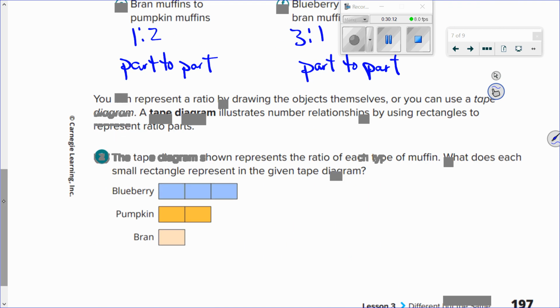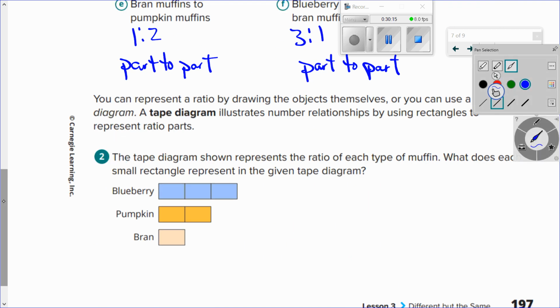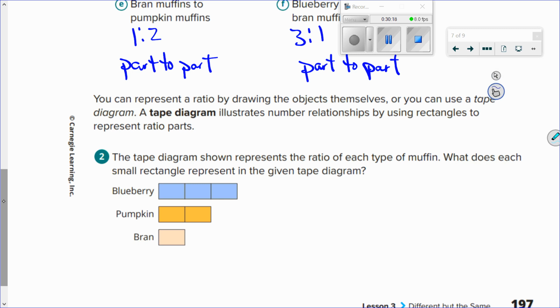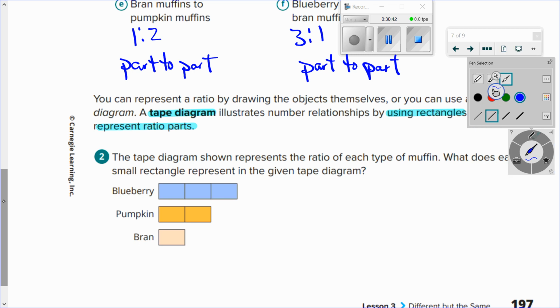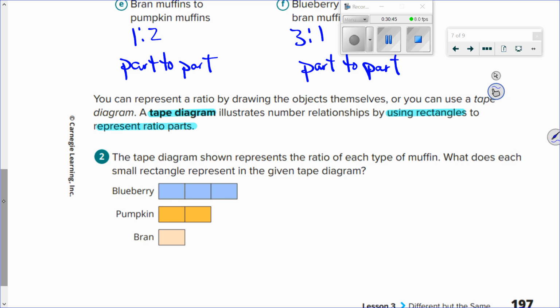Our second part. Here's where we need our highlighters or markers again. Here's where they're giving you the tape diagram definition. So a tape diagram illustrates number relationships by using rectangles to represent ratio parts. So all it is is the number of boxes for each part of the ratio. And the piece that we put inside is what we called our ratio constant. So this is a good one because I can now represent my entire ratio with just the boxes. So the tape diagram represents the ratio of each type of muffin.